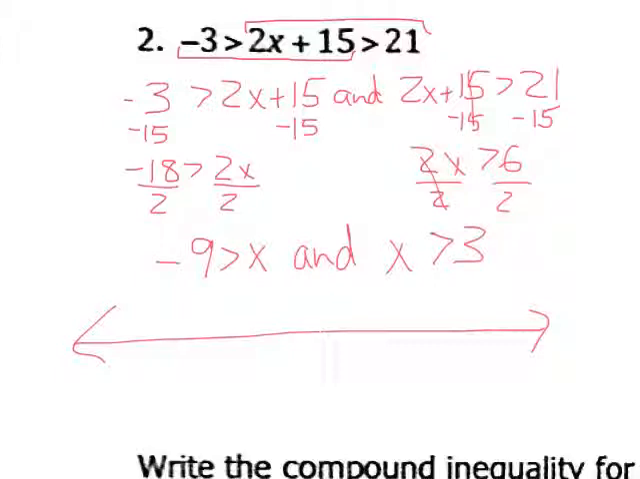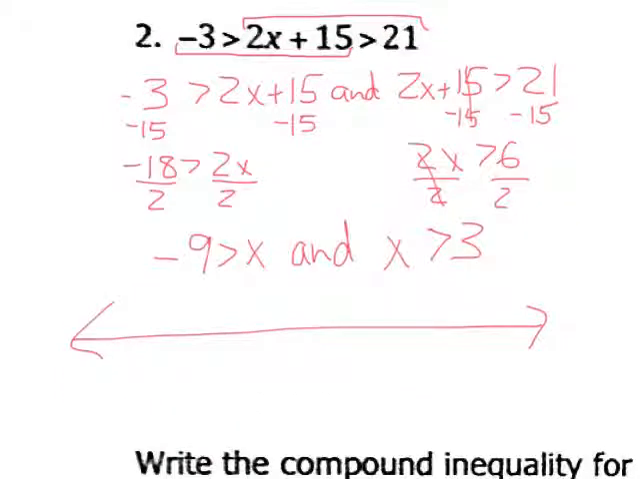Okay, so any questions on how I solved or anything like that? All right, let's look at the graph. So make sure you get them on your number line correctly. Negative 9 and 3. I'm going to have open dots at both. And now let's look at shading.